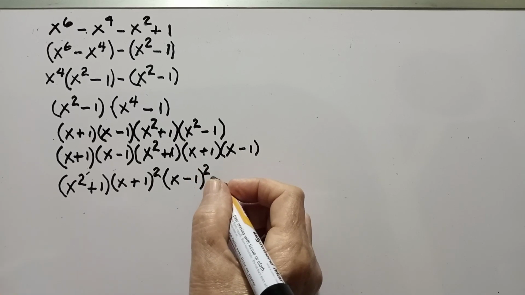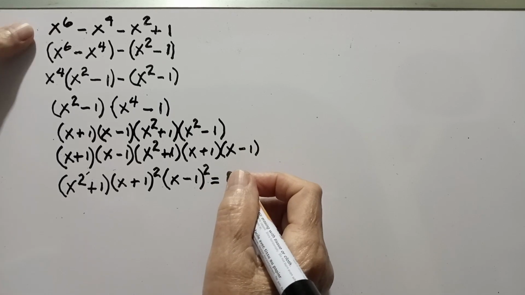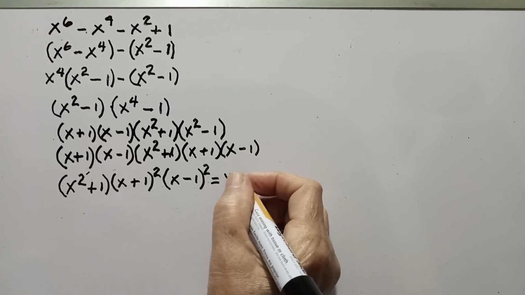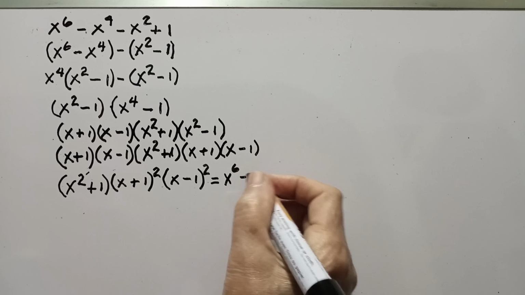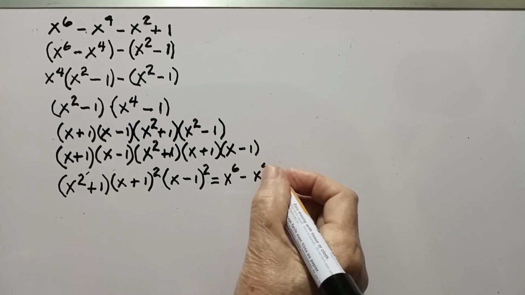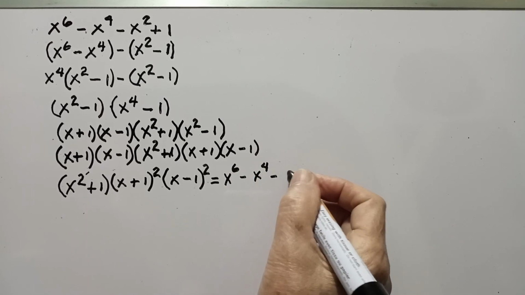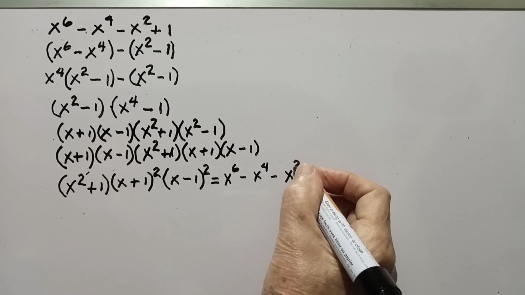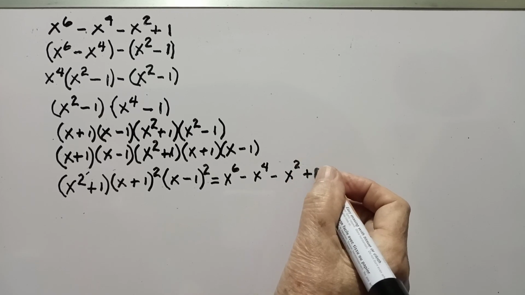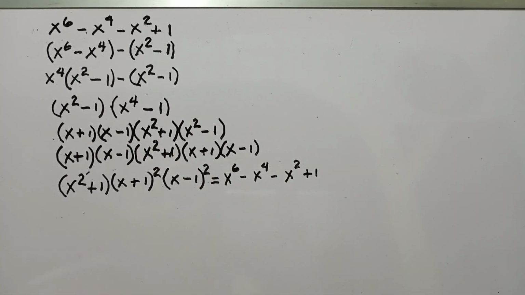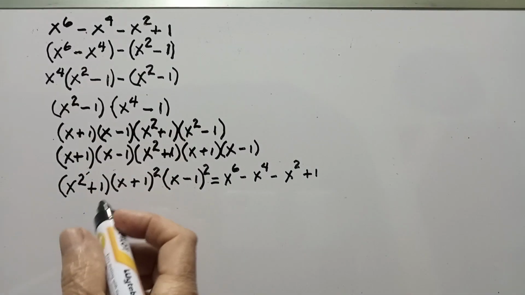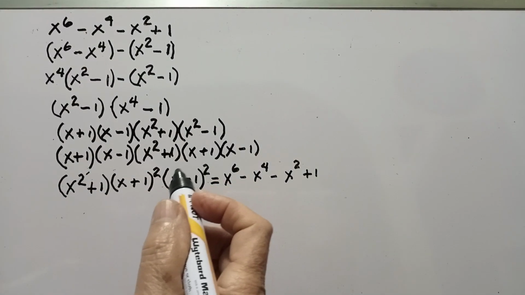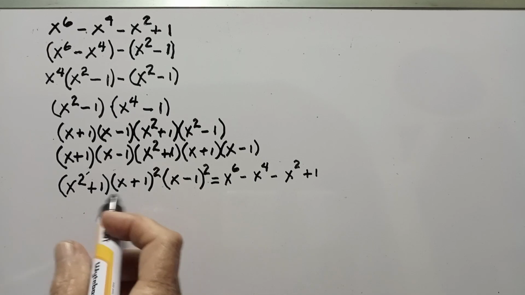And this is the factored form of the polynomial x to the 6 minus x to the 4th minus x squared plus 1. Okay? So I hope you were able to follow the solutions. And I hope that the explanation is also very clear.